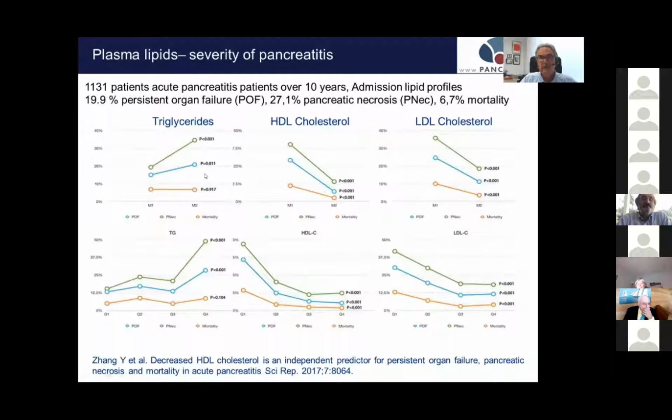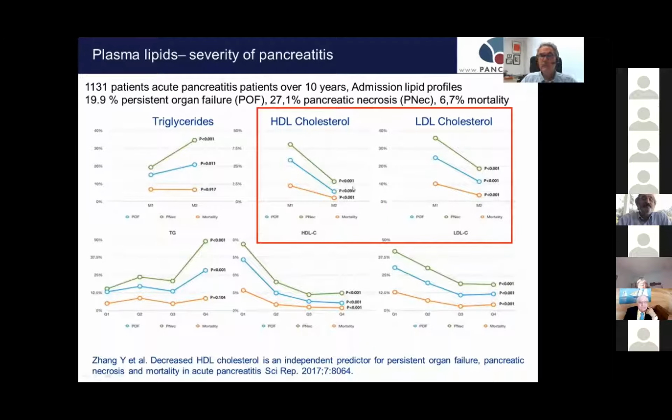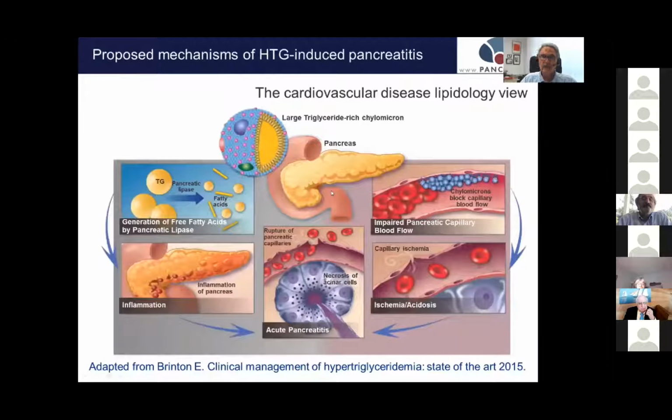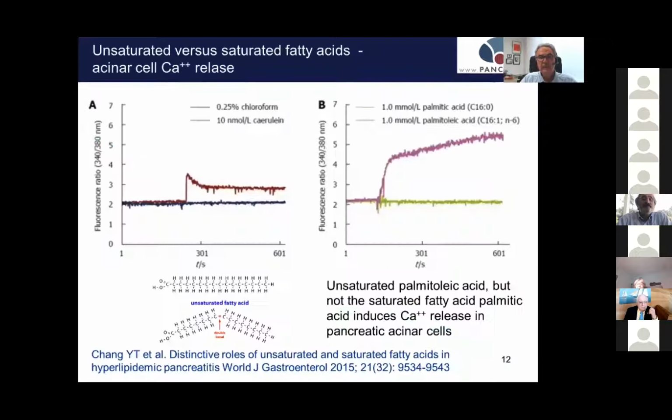What I find most interesting about this study is that with cholesterol, it's the opposite. So high cholesterol levels reduce your risk of necrosis, reduce your risk of persistent organ failure, and even reduce your mortality rate. So the perspective of a gastroenterologist, pancreatologist, and that of a cardiologist are entirely different. We look at triglyceride levels and what they do to the pancreas, and the cardiologist looks at cholesterol levels and what they do to the vasculature, and these are completely different perspectives.